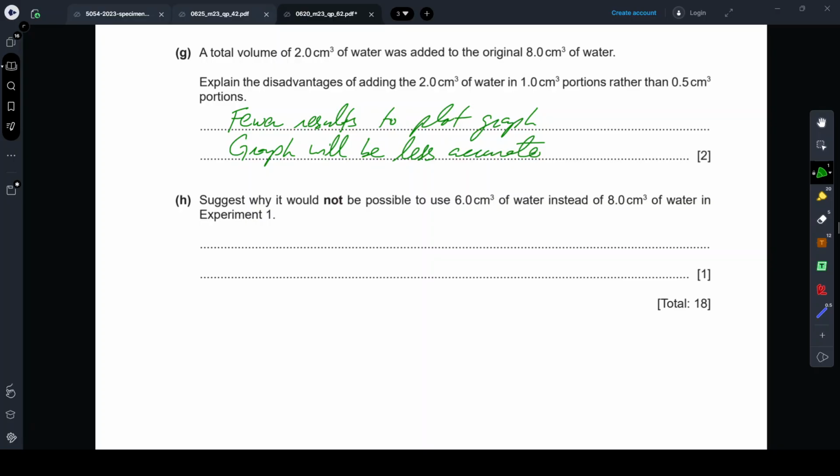Suggest why it would not be possible to use 6 centimeter cube of water instead of 8 centimeter cube of water in experiment 1. So why won't it be possible to use less volume to start off with? It might not be enough to fully cover the... No, might not be enough. Honestly, I don't know this one. So, the ammonium chloride might not dissolve properly.